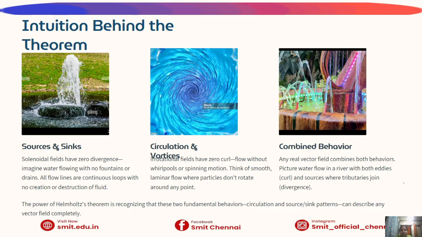Next we see the circulation and vortices. Now consider irrotational fields. If you observe smooth laminar flow in a straight river with no whirlpools or swirling motion, the particles move forward without rotation about any point. This represents a curl-free or irrotational field.